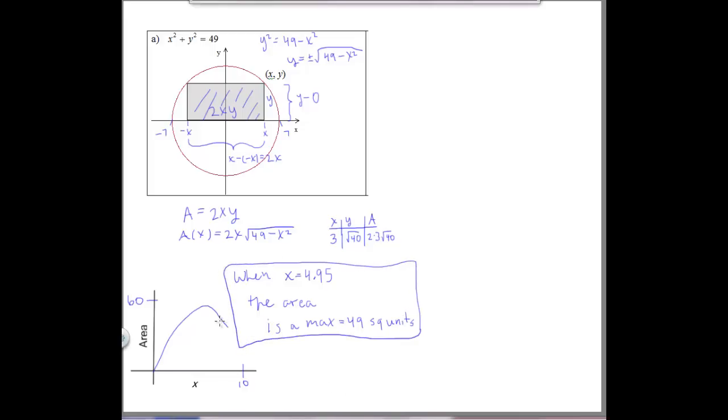And there you go. This point right here represents the 4.95 comma 49.